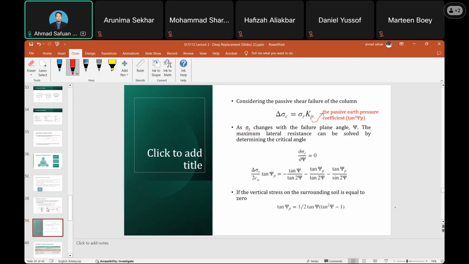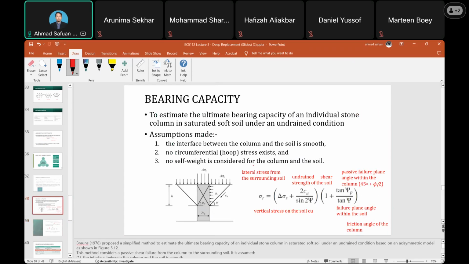what we call this one, this one is called psi, P S I. So that is psi. This is psi for the soil. This is psi for the column.